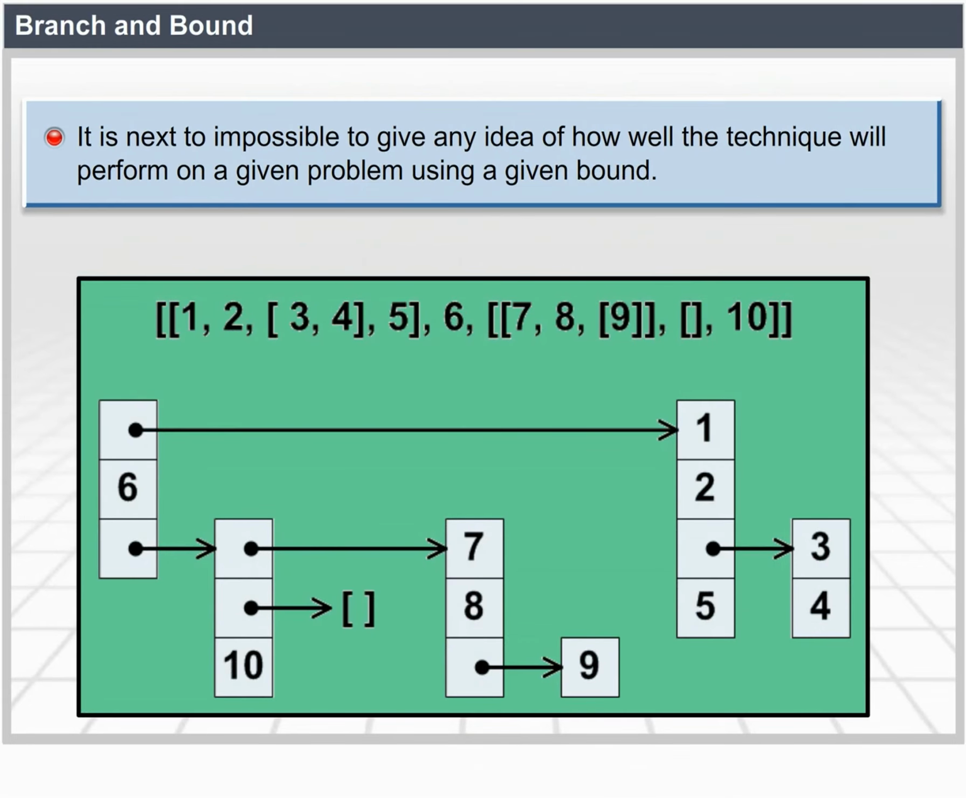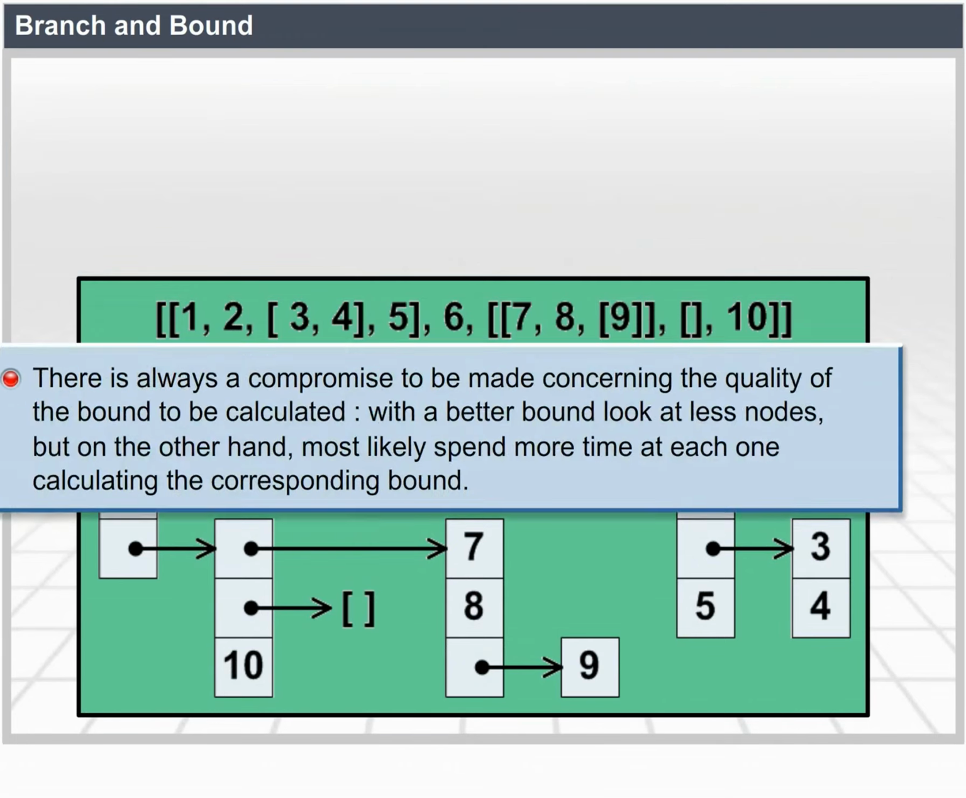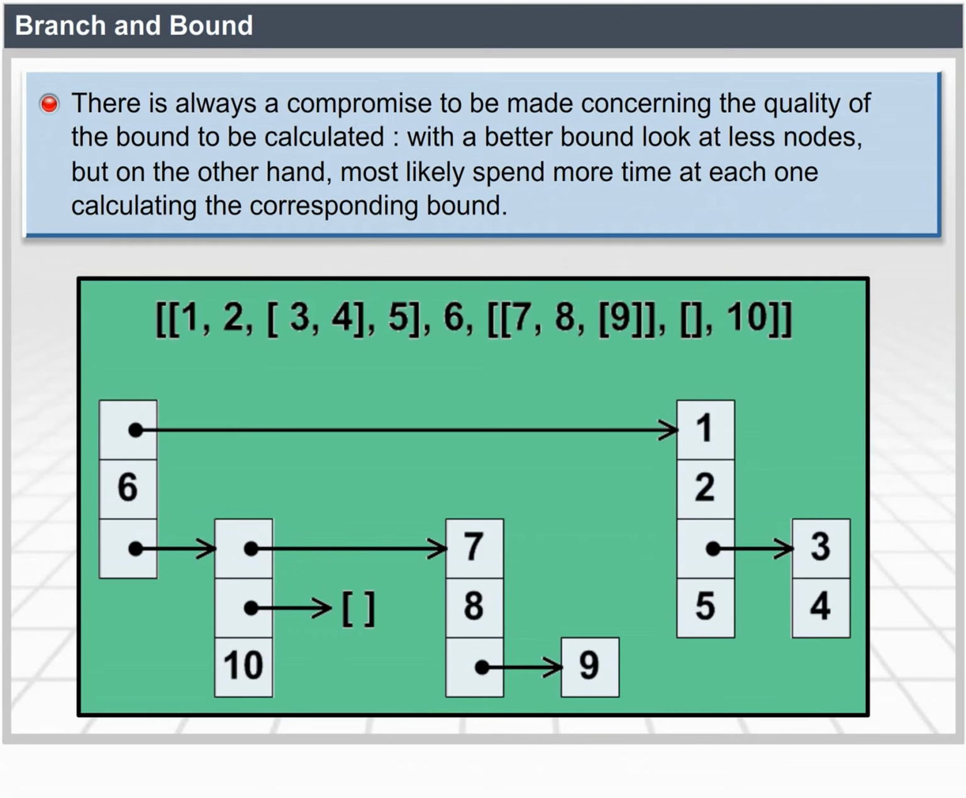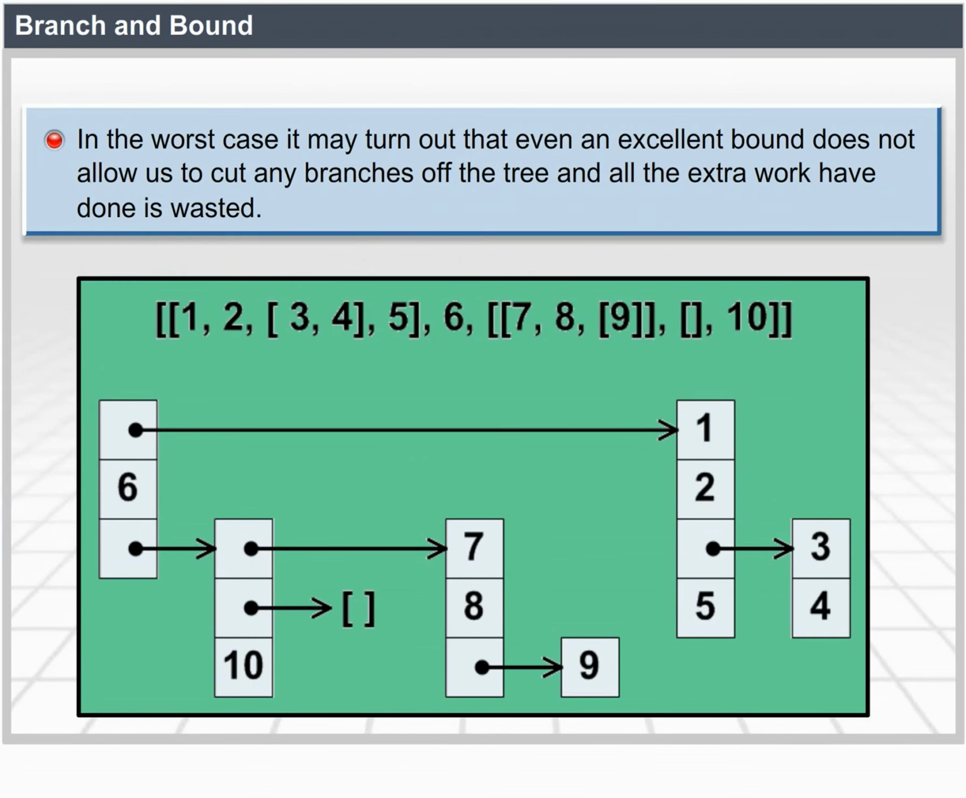It is next to impossible to give any idea of how well the technique will perform on a given problem using a given bound. There is always a compromise to be made concerning the quality of the bound to be calculated. With a better bound, we look at fewer nodes, but on the other hand, we most likely spend more time at each node calculating the corresponding bound. In the worst case, it may turn out that even an excellent bound does not allow us to cut any branches off the tree and all the extra work is wasted.